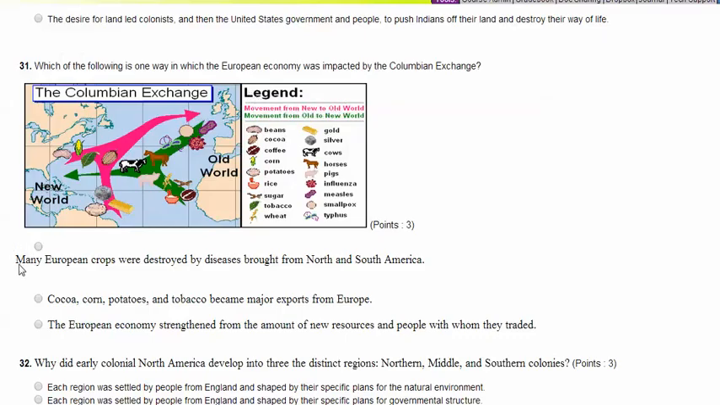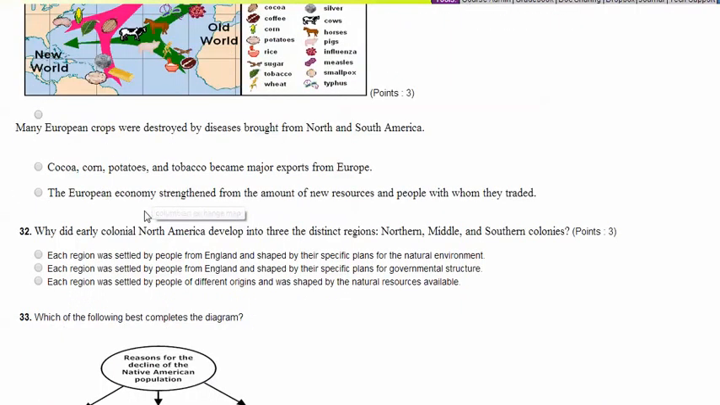Many European crops were destroyed by diseases brought from North and South America. Cocoa, corn, potatoes, and tobacco became major exports from Europe. Or the last option, the European economy strengthened from the amount of new resources and people with whom they traded. Which is the best option here that explains how the European economy was impacted by the Columbian Exchange?